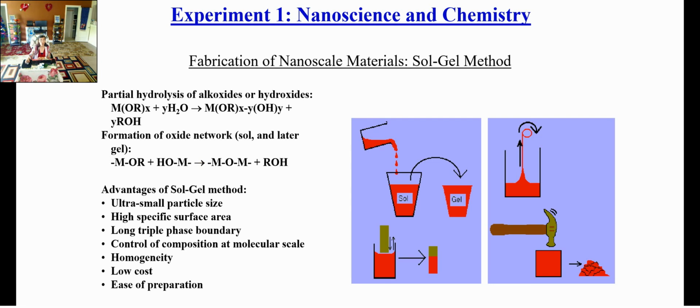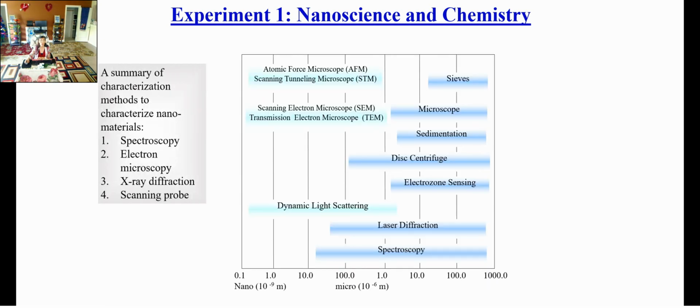And also the sol-gel has lots of different advantages, such as ultrafine particles. Also, you have very high specific surface area, very long triple phase boundary. We can control the homogeneity from the molecular level. Also, it's very easy to use, it's very feasible.